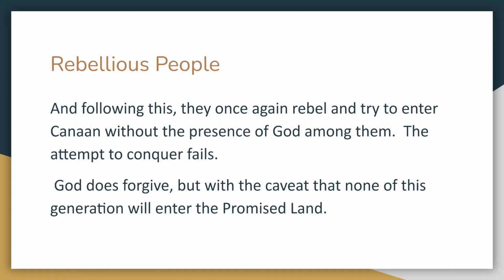They are a rebellious people. Following this, they once again rebel and try to enter Canaan without the presence of God among them. The attempt to conquer fails. God does forgive them, but with the caveat that not one of this generation will enter the promised land. From here, they are set to wander.